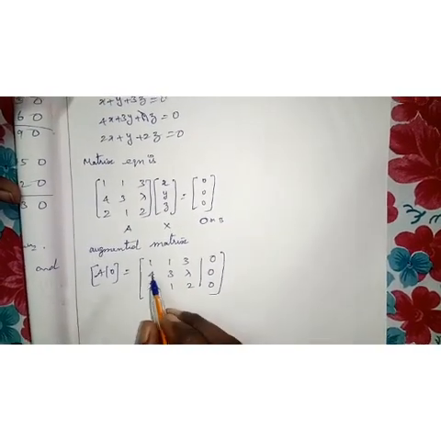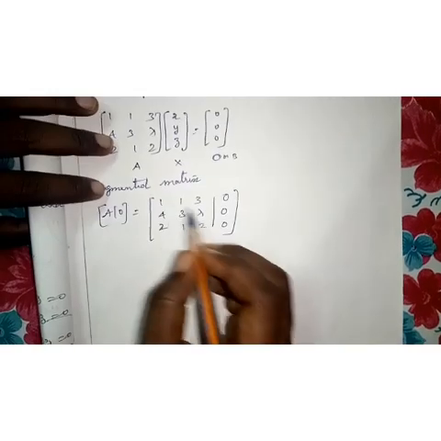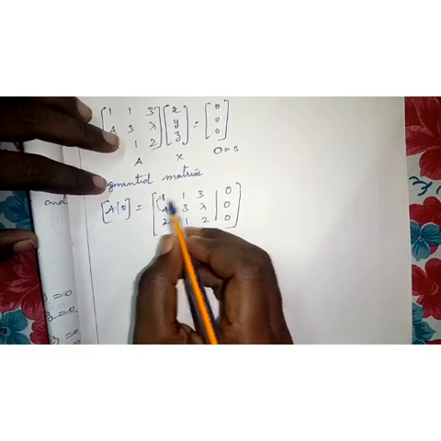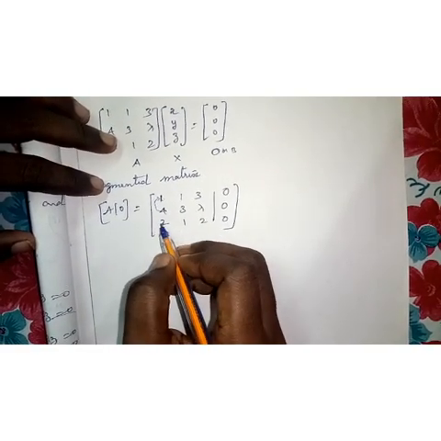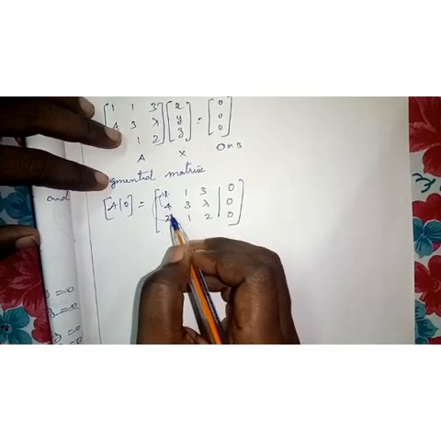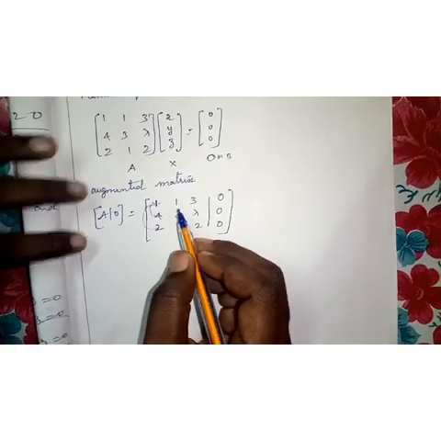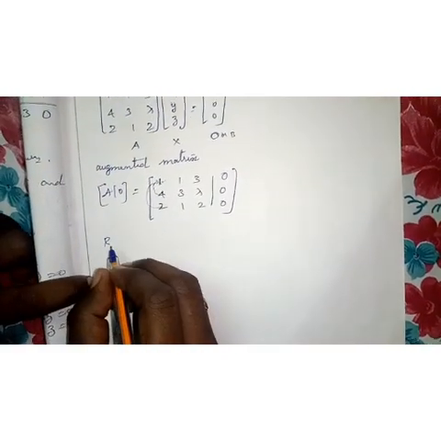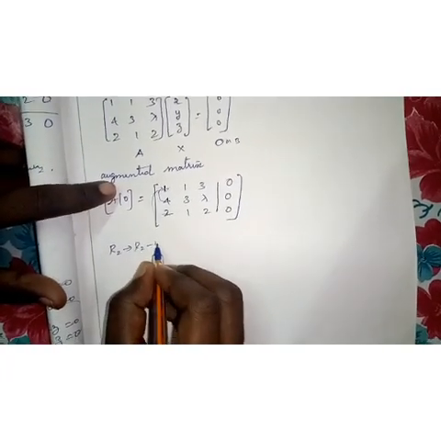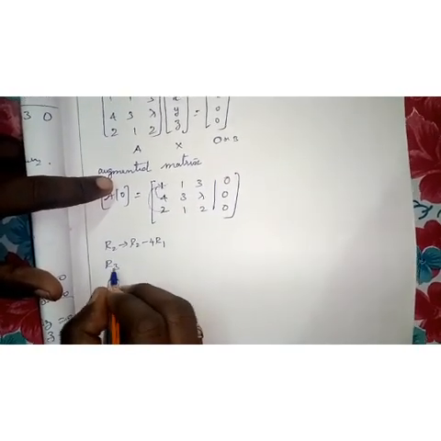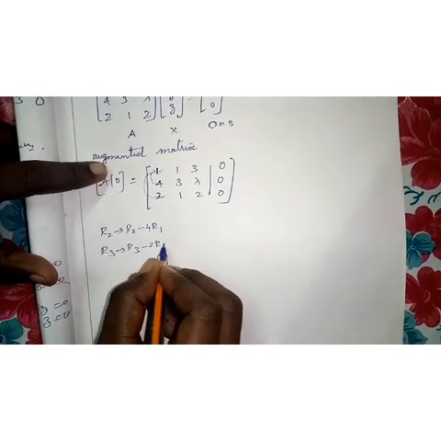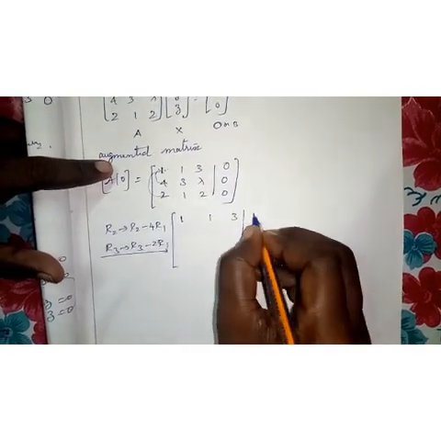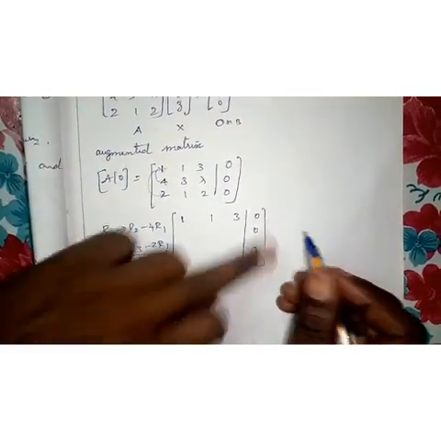Then we want to convert these elements to 0. Okay, here 1 is the smallest number, so no problem. Shall I multiply by 4 in the first row and then subtract R1 from R2, and multiply by 2 in R1 and subtract from R3? Okay, by row elementary transformation, R2 gives R2 minus 4 times R1, R3 gives R3 minus 2 times R1.